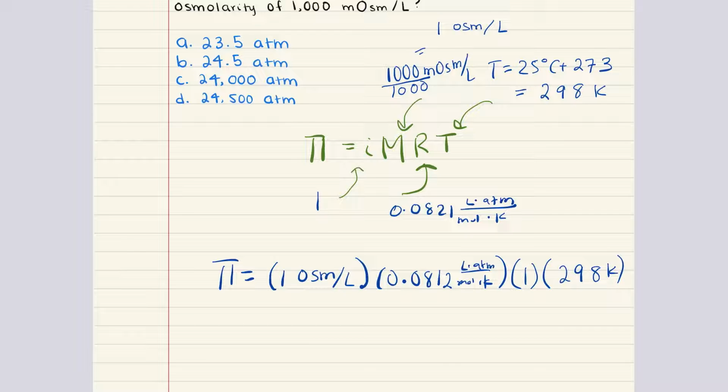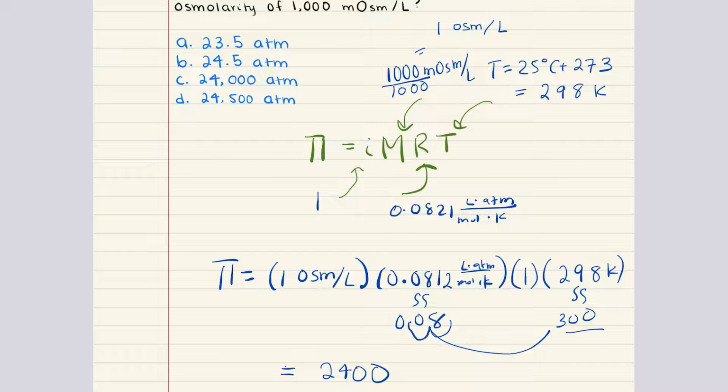Now here we're going to do some approximating. I'm going to approximate this to 0.08, and I'm going to approximate this to 300, and this makes this calculation super easy. This is going to be 8 times 3, 24, and let's add in those 2 zeros. And then we can't forget that we weren't multiplying by 8, we were multiplying by 0.08, so we have to move the decimal at the end of this number 2 places to the left, and our final answer is 24 atmosphere. This is our osmotic pressure.